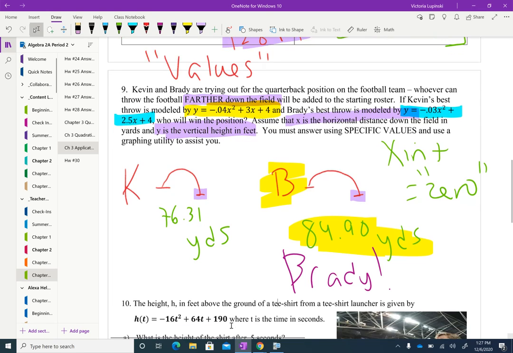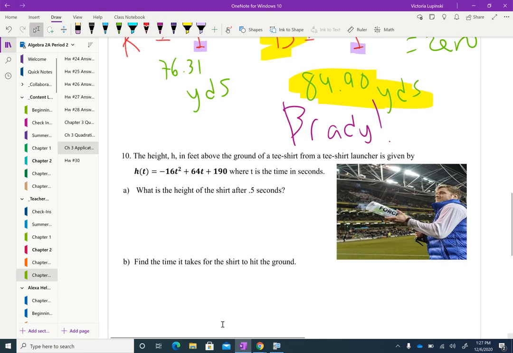And then our final problem here. The height h in feet above the ground of a t-shirt launched from a t-shirt launcher is given by the following. So notice here we're back to h of t, negative 16t squared plus 64t plus 190, where t is the time in seconds. So what is the height of the shirt after 0.5 seconds?